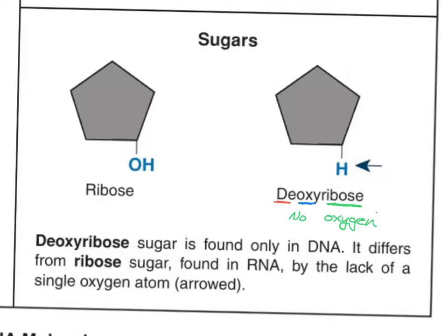No, it does have oxygen though. Where's the oxygen missing? If this is your O here, where's oxygen missing? Let's see who was paying attention a minute ago. Not the 1 prime. Second prime. The 5th prime's up here. It's not drawn. We don't always draw every part. So deoxyribose is missing this oxygen. Ribose has that oxygen.